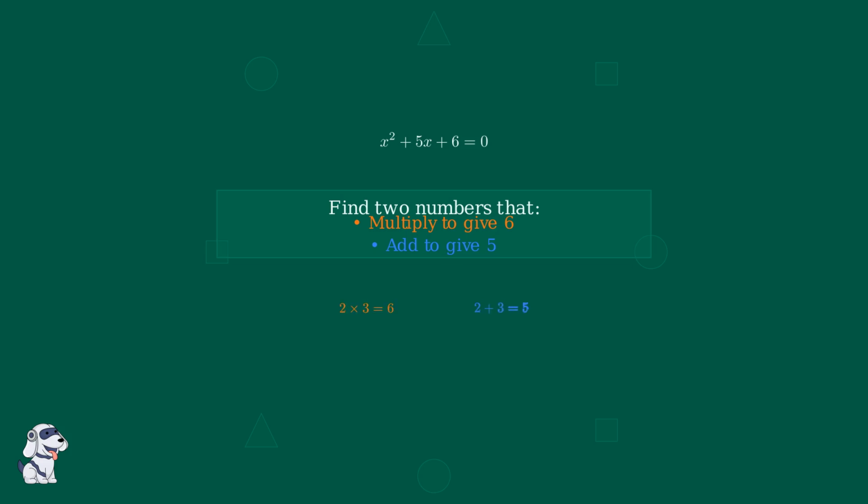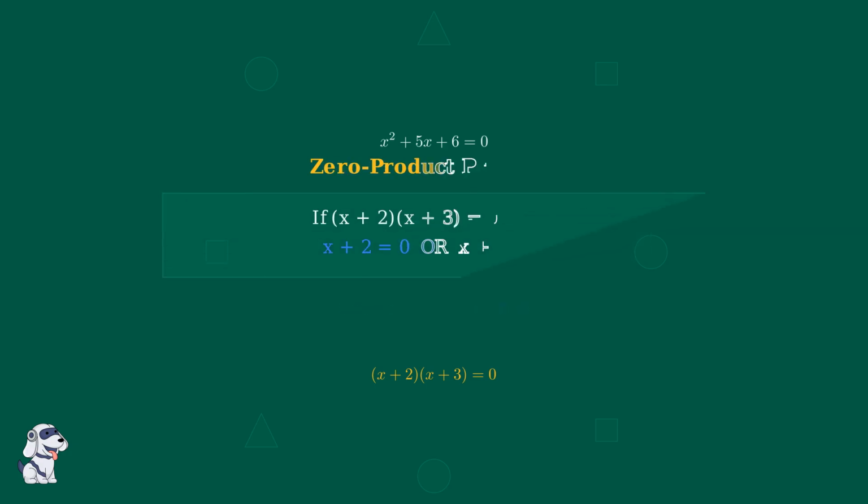We need 2 numbers that multiply to 6 and add to 5. Let's think. 2 times 3 equals 6 and 2 plus 3 equals 5. Perfect, so our factors are x plus 2 and x plus 3. Now we have our equation in factored form.